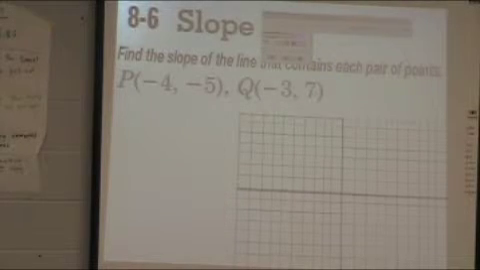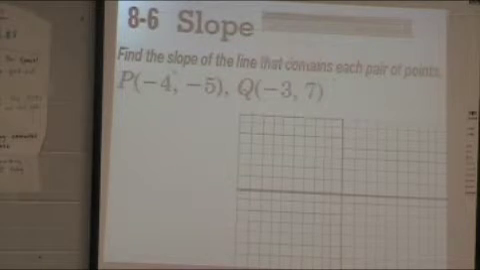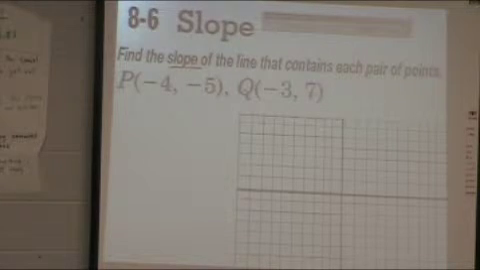Alright, this is our last example. We've got 2 points. We have to do what with the 2 points? Plot them. The instructions say find the slope. So for us to find the slope, we've got to plot the points, connect them to make a line. I got negative 4, 1, 2, 3, 4, negative 5, 1, 2, 3, 4, 5. And then I've got -3, -1, 2, 3, and +7. 1, 2, 3, 4, 5, 6, 7.